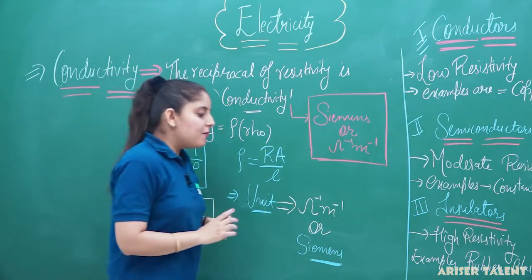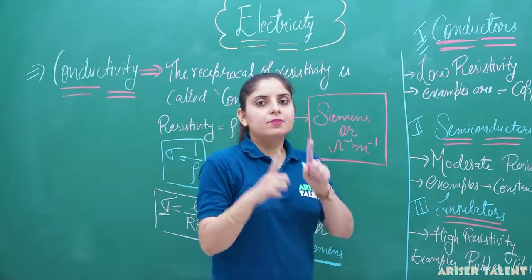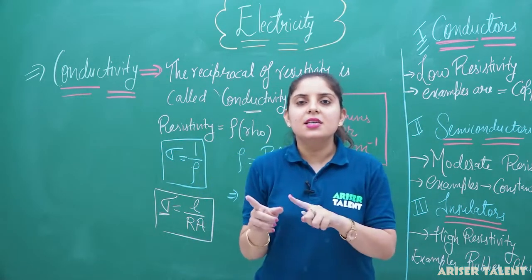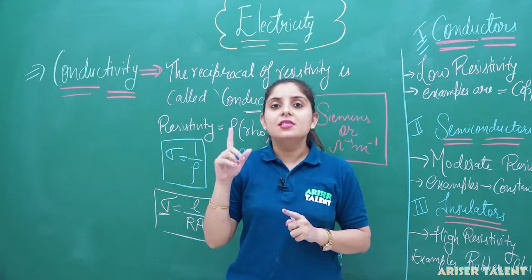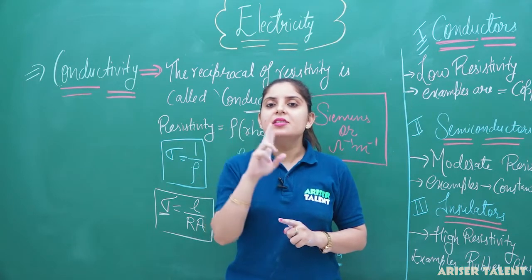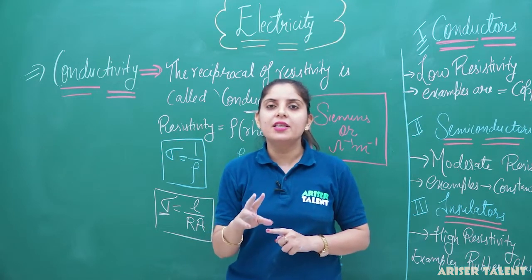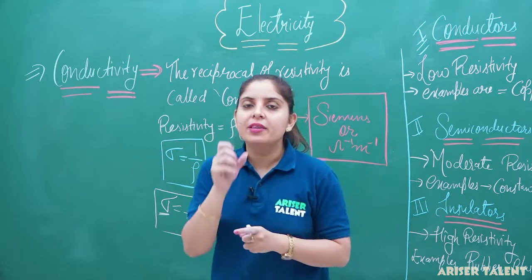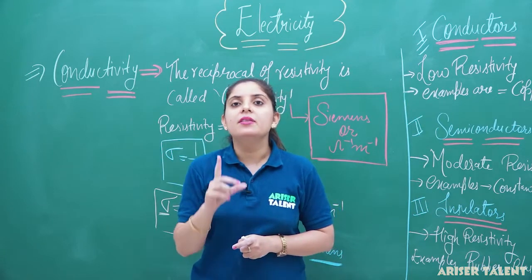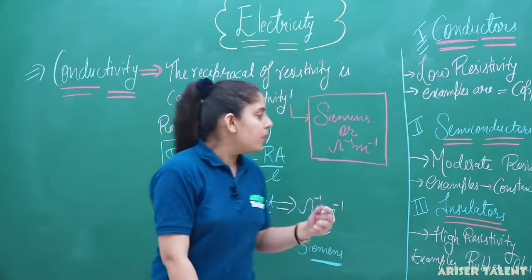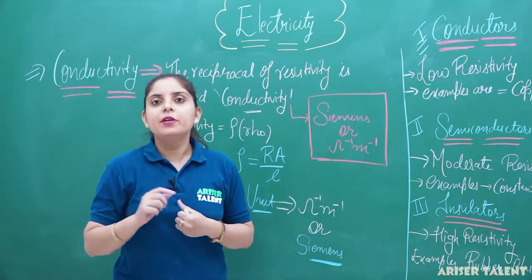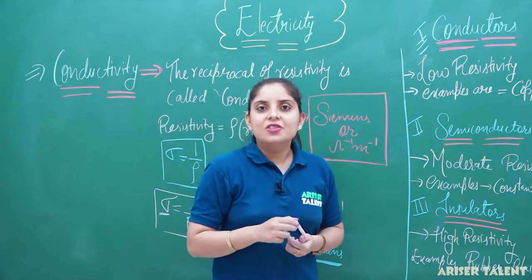So we have studied four terms here: conductance, resistance, conductivity and resistivity. Conductance and resistance are opposite to each other, and conductivity and resistivity are just opposite to each other. So don't get confused between the terms, their identification, their formulas, and most importantly, these all have very different units.